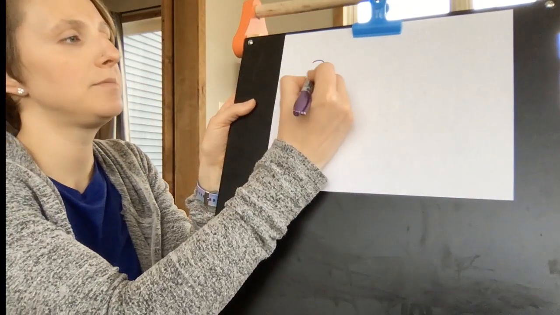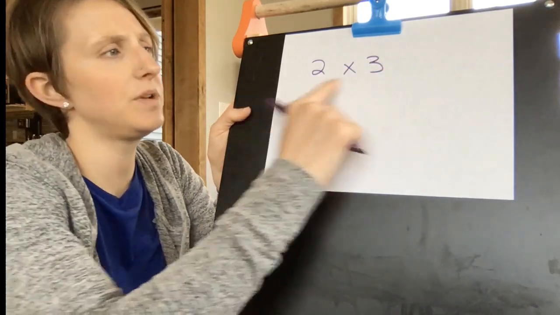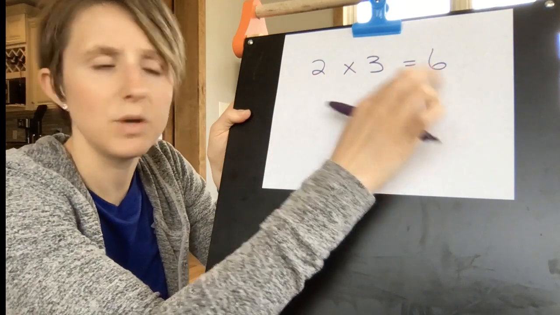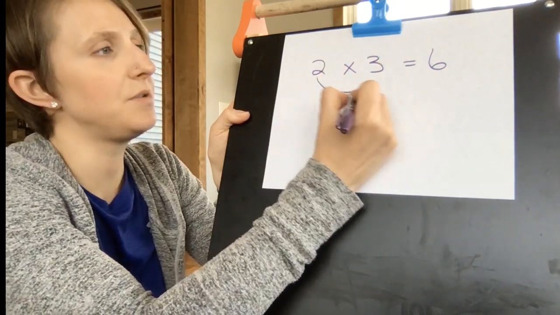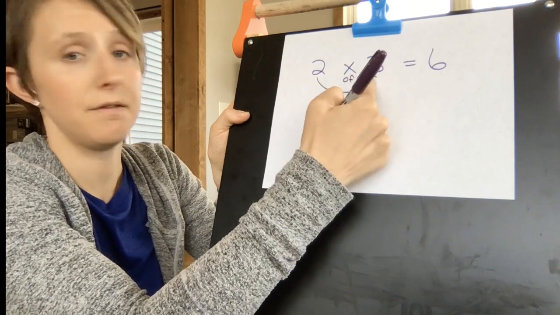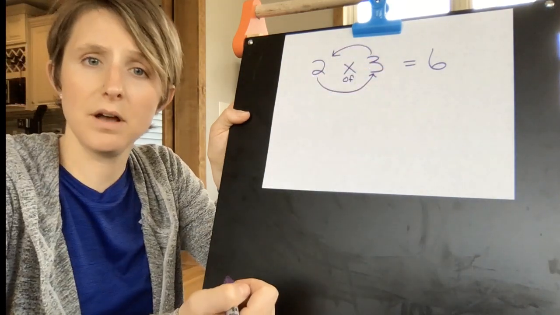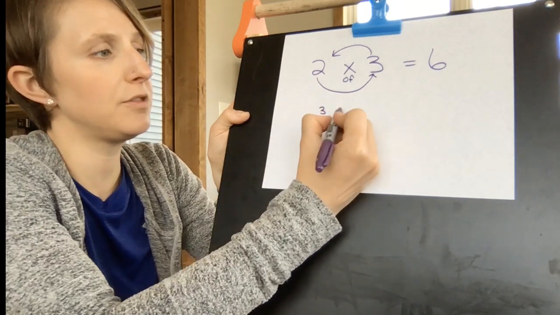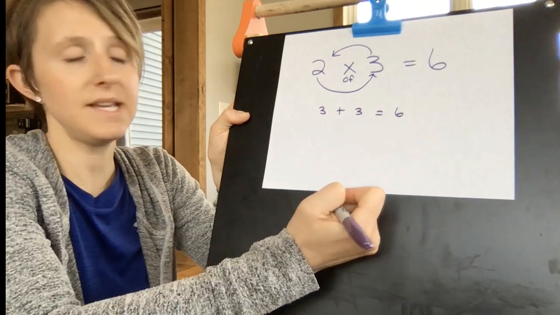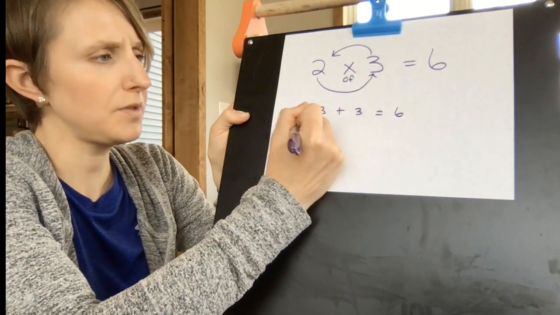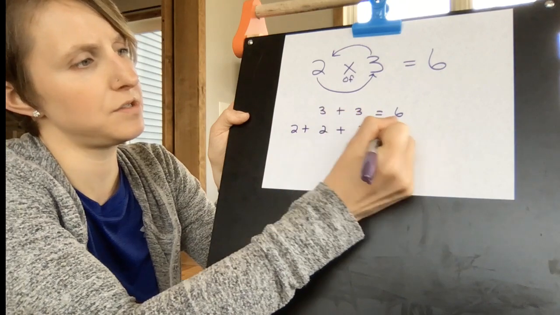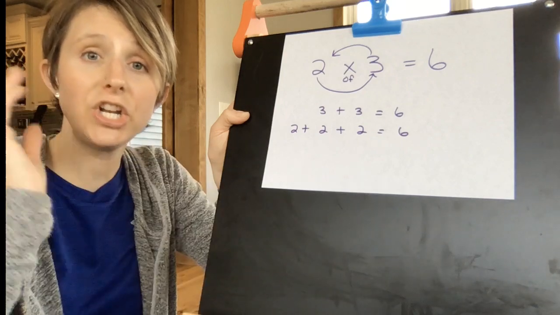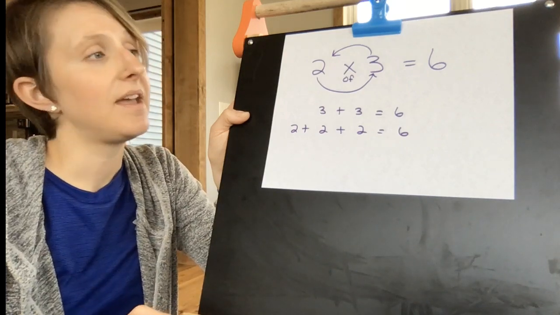If I gave you the problem 2 times 3, and I said, what does this mean? Many of you would say, well, 6. That's what it equals, but what does this mean? It means you have 2 groups of 3 or 3 groups of 2. Multiplication is repeated addition. So 2 groups of 3 would look like this, and we know that equals 6. Or 3 groups of 2 would look like this, 2 plus 2 plus 2, and we know that equals 6. So multiplication is repeated addition, and we're going to use that as we multiply integers.